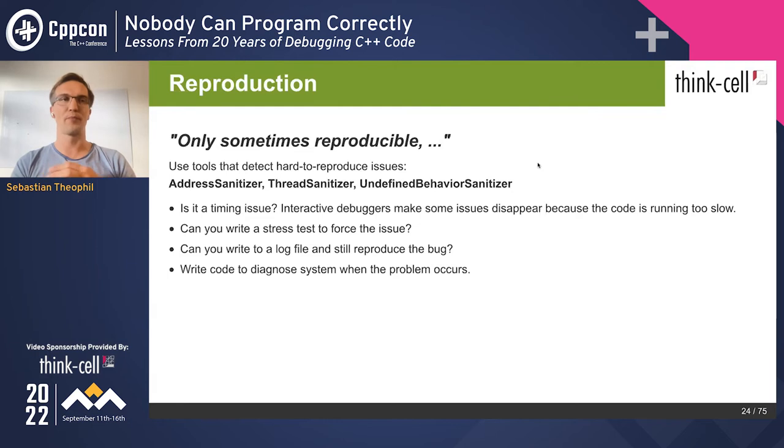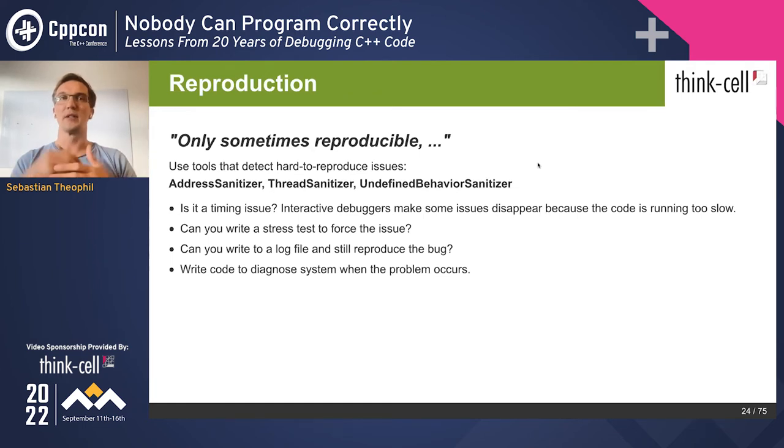So it's very useful. If a problem is only sometimes reproducible, it could be something like a timing issue. Maybe you have a problem with multiple threads, multiple processes, and the situation has to be just right for the problem to appear. And unfortunately, when you're trying to debug an issue using interactive debuggers, the bug you're looking for may disappear entirely because now in the debugger, the code is running too slow and you destroy the timing.